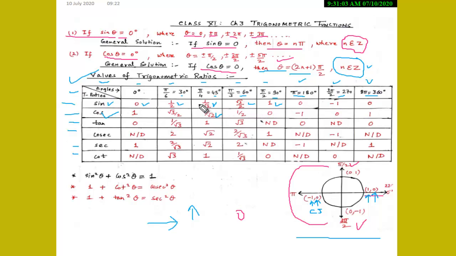And now, cos 90, which is 0. Cos 180, which is minus 1. Cos 270, which is 0. And cos 360 is 1. So whenever you forget how to find its principal value, consider a unit circle.